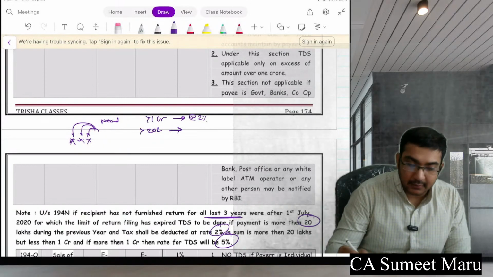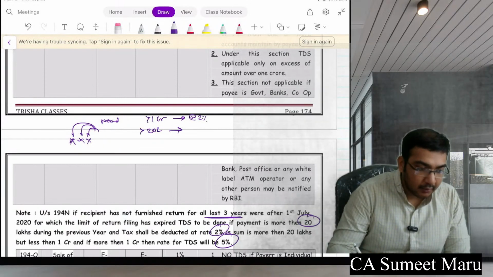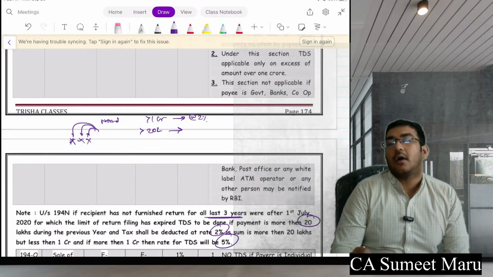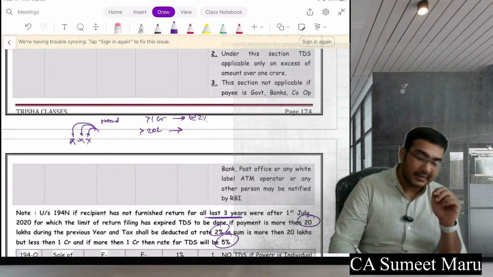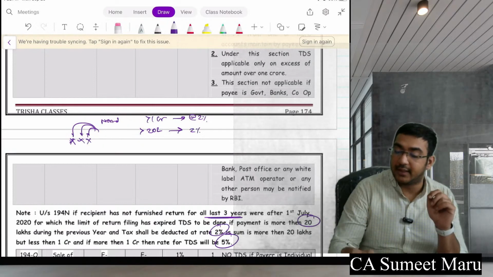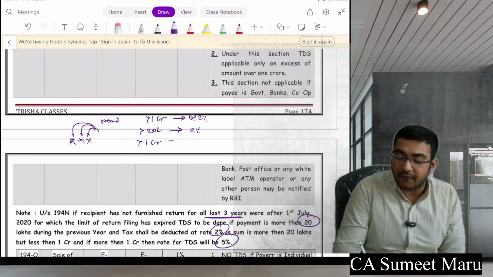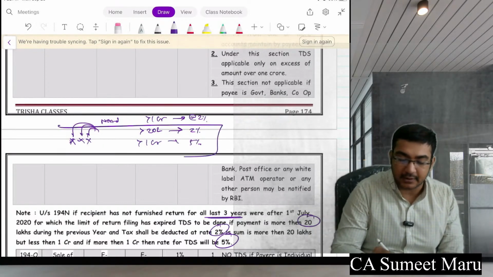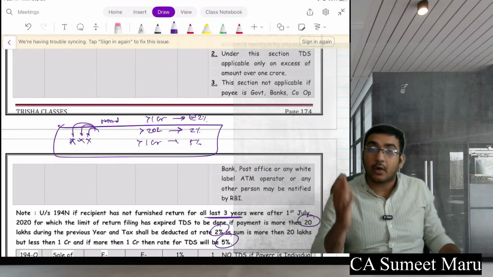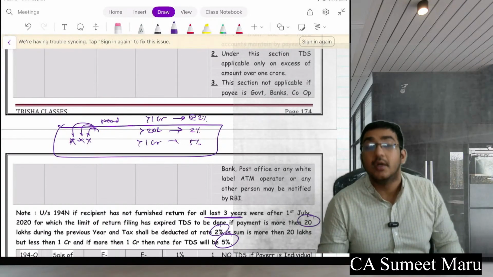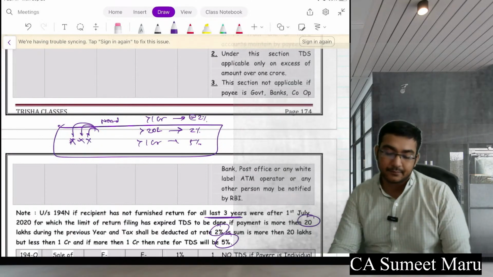Above 20 lakhs, he has to deduct. 2% will be deducted, and above 1 crore, 5% will be deducted for such a special person. So just imagine someone has not filed income tax return for the last 3 years and is withdrawing crores of cash. Government wants to know such persons.